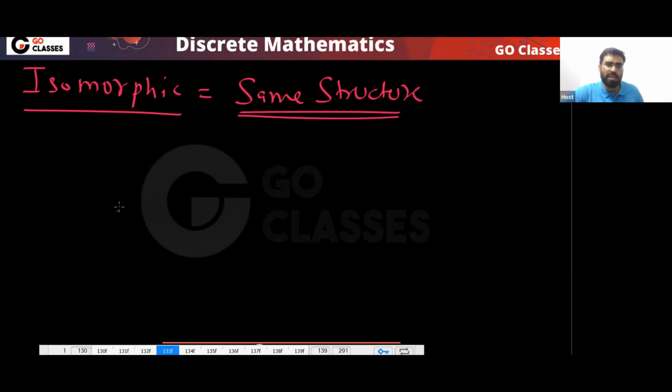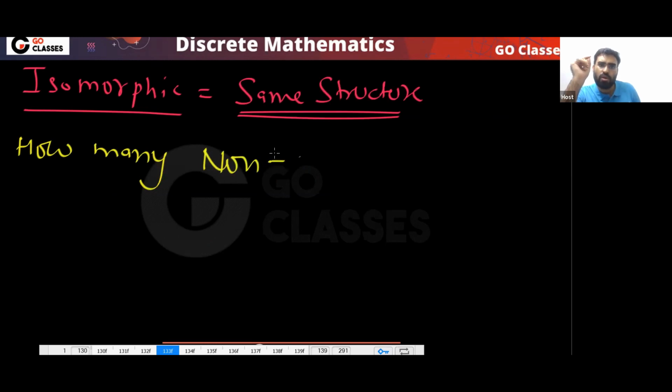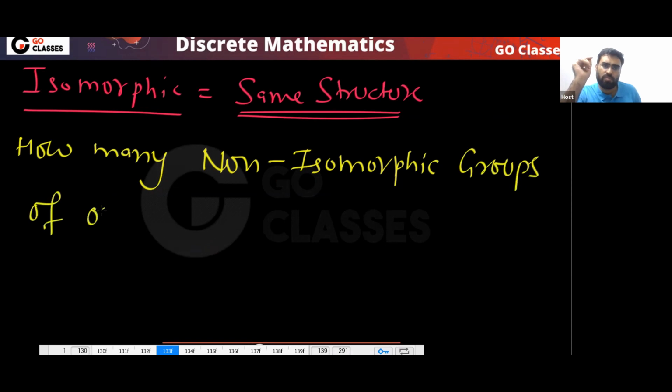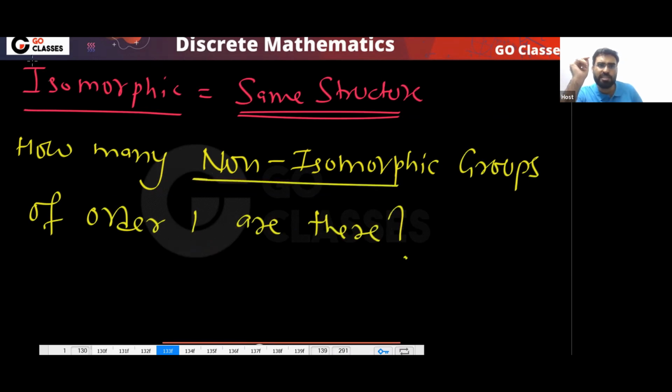Okay. So now I'm changing the question. How many non-isomorphic groups are there? How many non-isomorphic groups of order 1 are there? Let me change the question. I am saying, how many non-isomorphic groups are there of order 1? The answer is only 1.